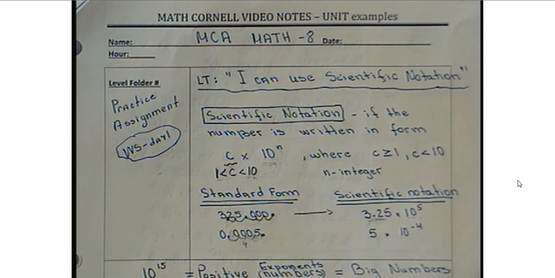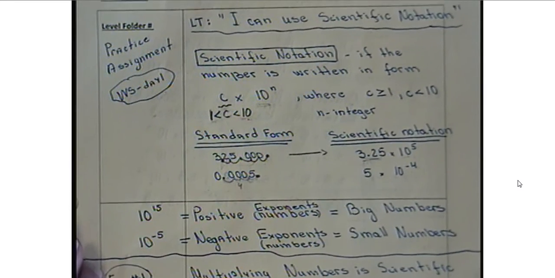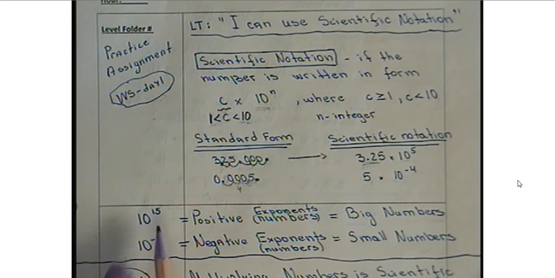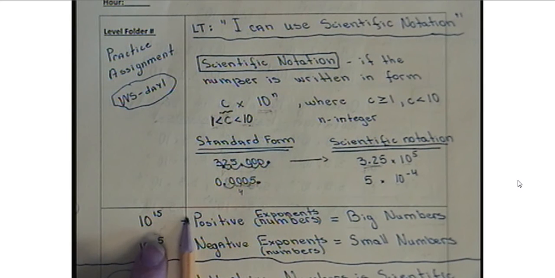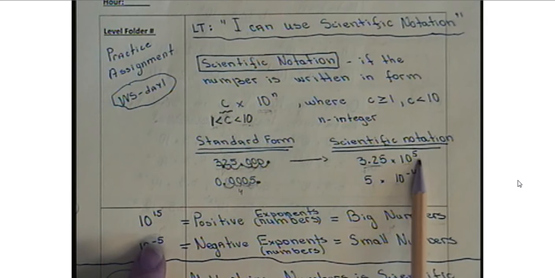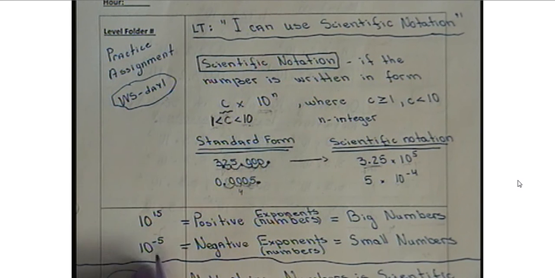Now, another question: why is this one positive and this one negative? Something that we also discussed earlier was that numbers with positive exponents represent big numbers. So always try to remember those big numbers that we're dealing with. In order to write them in scientific notation, their power or exponent is always positive. But very small numbers will always have a negative exponent.